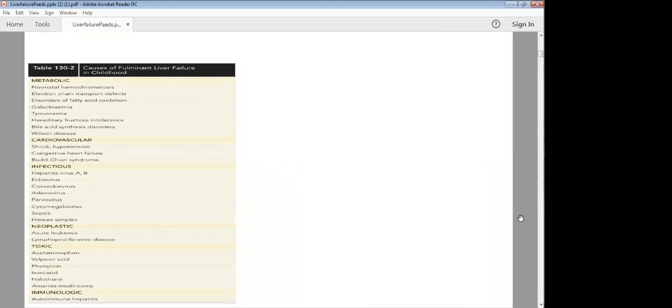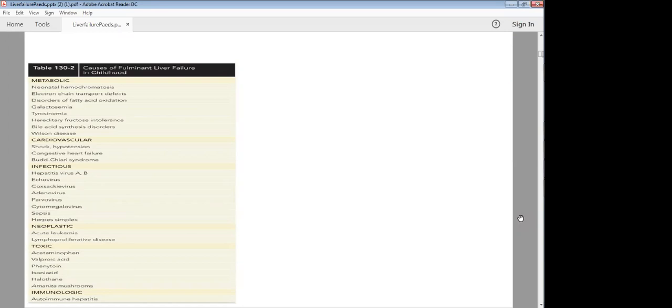I mentioned hepatic encephalopathy, right? Hepatic encephalopathy in newborns is usually due to unconjugated bilirubin, but in older children, it is caused by hyperammonemia, which is a complication of acute liver failure. The presentation, of course, is neurological deficit.